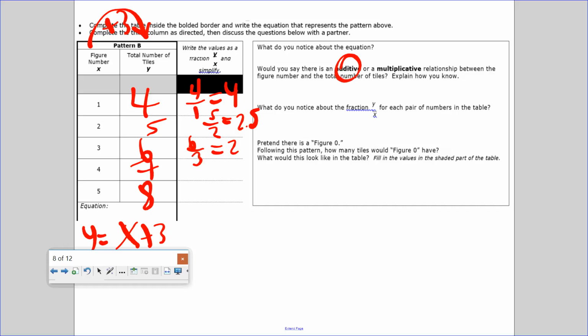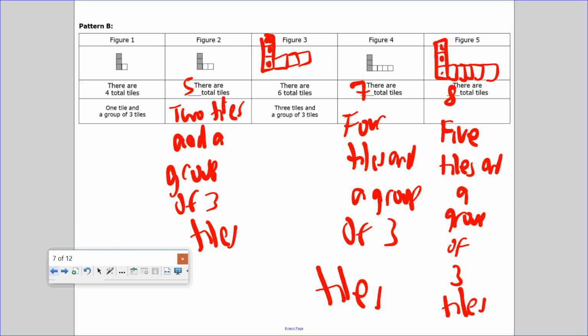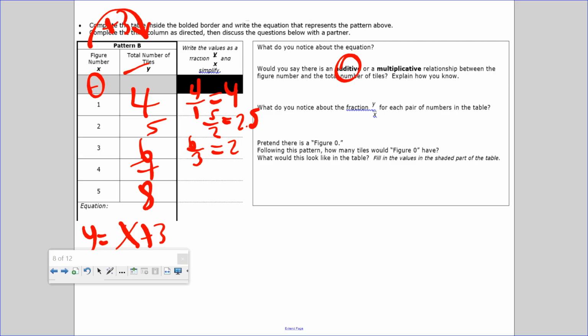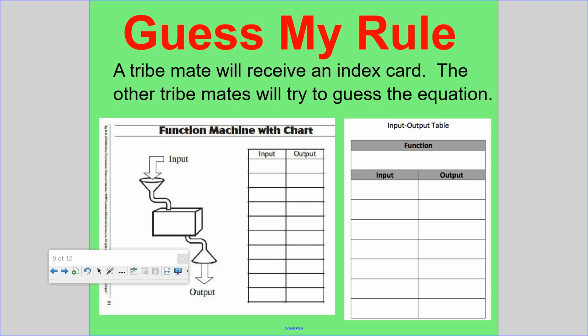Pretend that there is a figure 0. Go back to our drawing. If you have figure 0, you'll have 0 tiles and a group of 3 tiles, so the answer would be 3. And let's see that relationship work: figure number 0 plus 3 is 3. So that is today's activity.